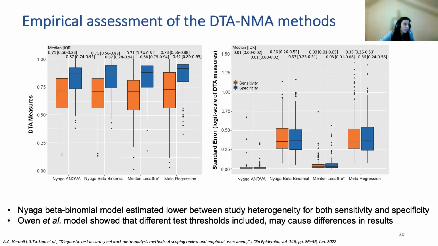The Nyaga beta-binomial model also estimated lower between-study heterogeneity for both sensitivity and specificity, and the Owen model was the only one which allowed to include results on different thresholds, so that the inclusion of these different test thresholds may cause differences in results.